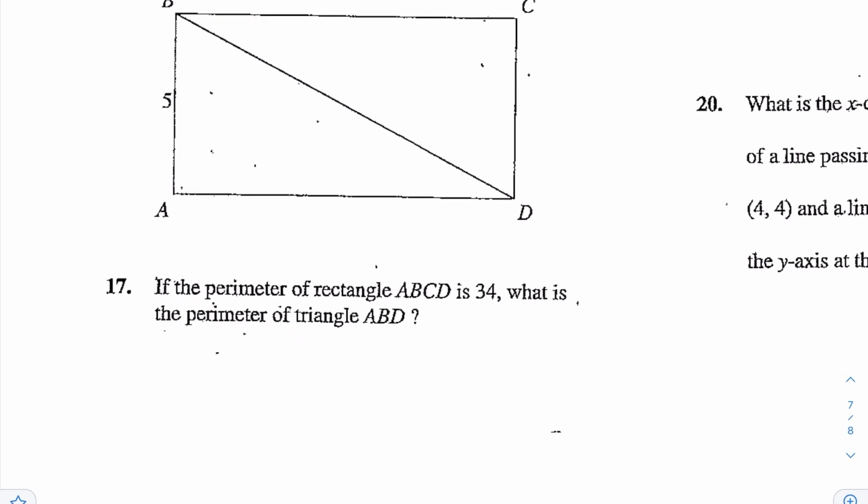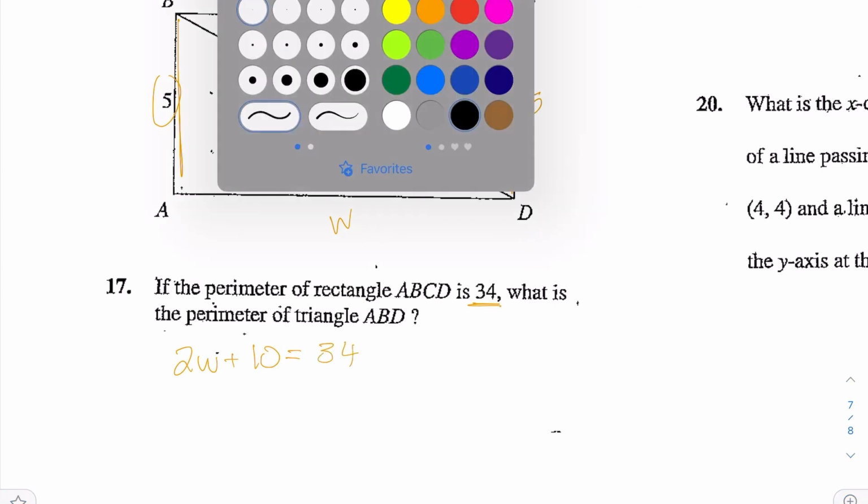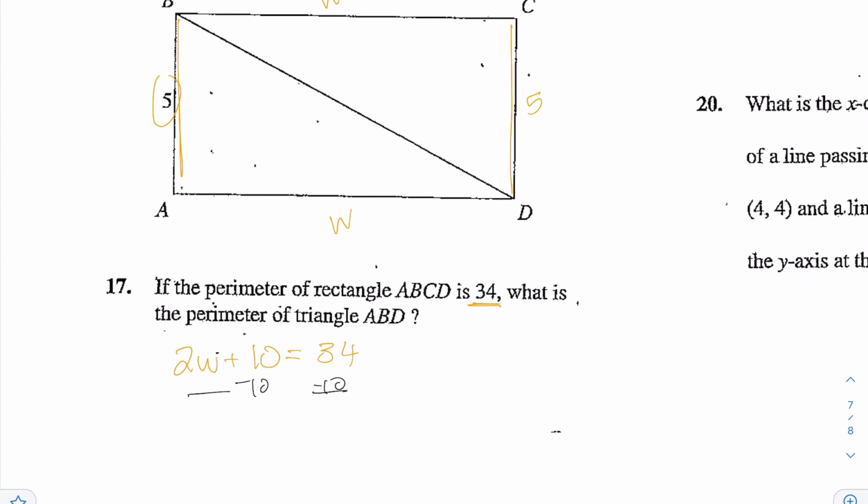Next one, number 17. If the perimeter of rectangle ABCD is 34, what's the perimeter of triangle ABD? So rectangles, as you know, have opposite sides equal. So if the left side is equal to 5, the right side is also equal to 5. The bottom and the top, we don't know what it is, so let's call it W. So if you add W plus W, or 2W, plus 5 plus 5, or 10, that's going to be equal to 34. Now to solve this equation, you subtract 10 from both sides. You get 2W is equal to 24. And when you divide by 2, you get that the width is 12.